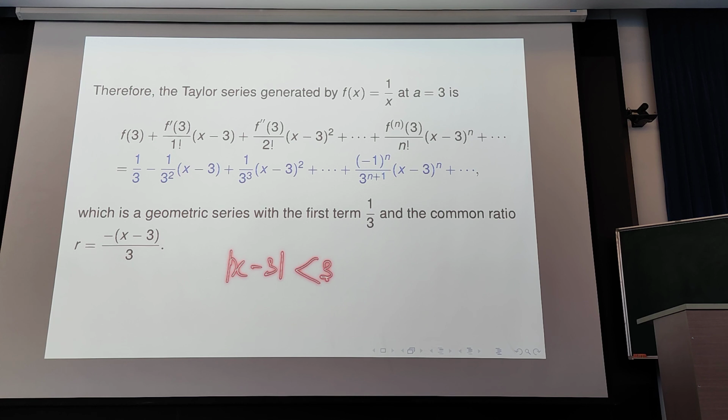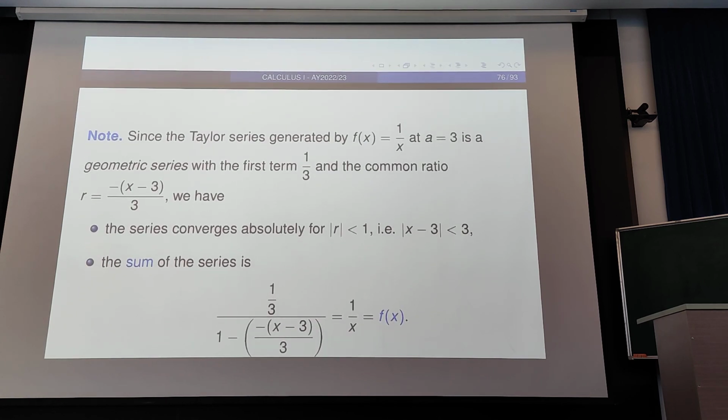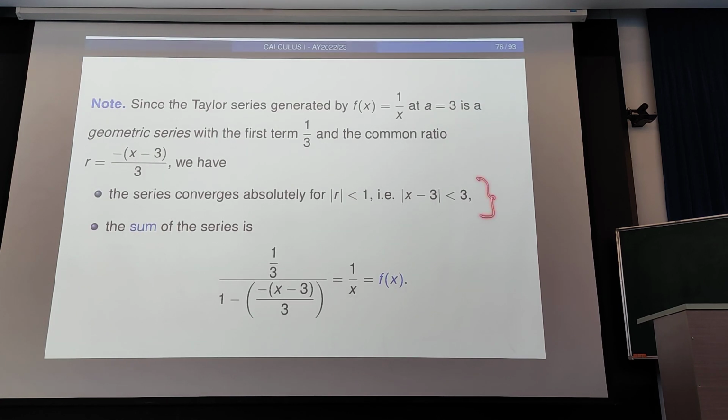The Taylor series converges absolutely for every x that satisfies this condition from the ratio test. You can see it here. The series converges absolutely for x satisfying this inequality, and for x satisfying this condition, you may write f in terms of its Taylor series.